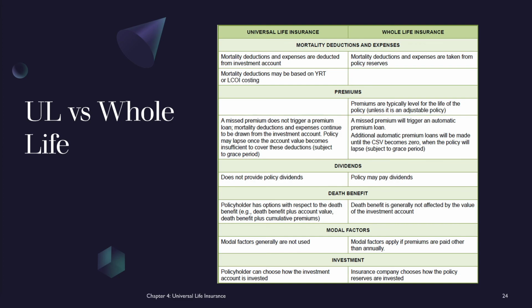For premiums for a UL policy, a missed premium does not trigger a premium loan. Mortality deductions and expenses continue to be drawn from the investment account, and the policy may lapse once the account value becomes insufficient to cover these deductions. Whereas with whole life, premiums are typically level for the life of the policy, and a missed premium may trigger an automatic premium loan. For the dividends, UL policies do not provide dividends, whereas whole life can possibly provide dividends.